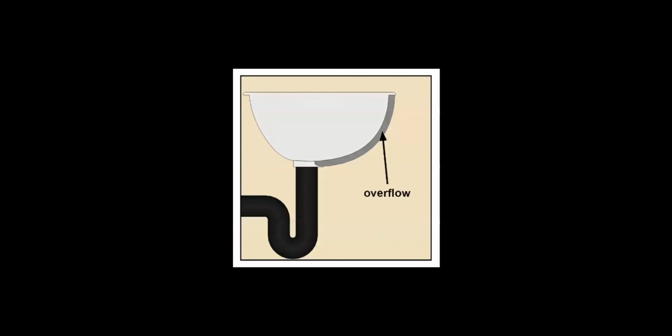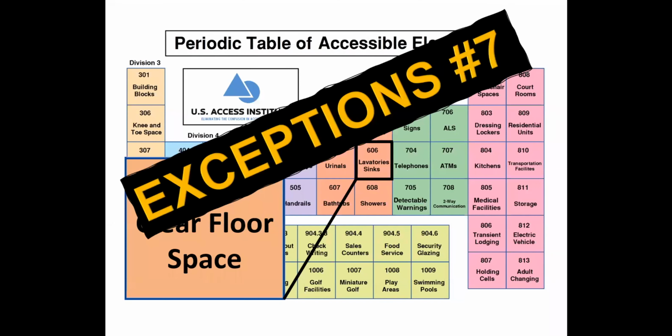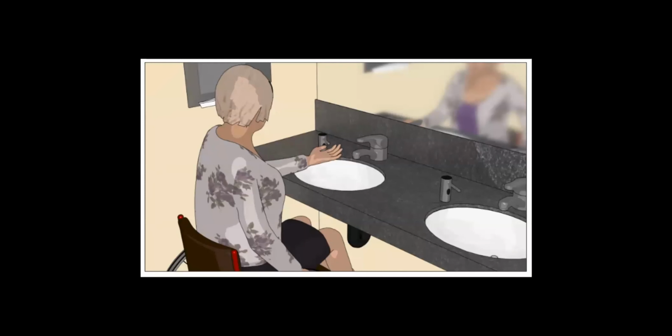Exception number 6 says the dip of the overflow shall not be considered in determining knee and toe clearance. And this exception is not in the A117.1 or the Minnesota Accessibility Code. Exception number 7 is when there are multi-bowl sinks. Only one bowl is required to provide knee and toe clearance.